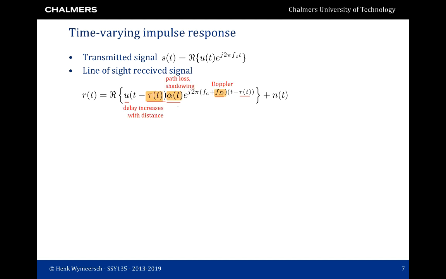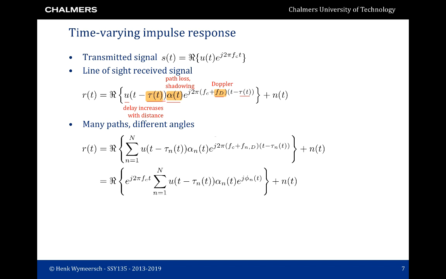Okay, so the delay depends on distance, the path loss and shadowing are this amplitude, and then finally we have the Doppler. When we have many paths with many different angles, we will see the following. So now we have a superposition of different paths. Each path has its own delay, which can vary over time due to mobility. Each path has its own amplitude, which can vary over time. Here again we see the delay, and each path will have its own Doppler shift. Okay, this is because the different paths will have different angles theta.